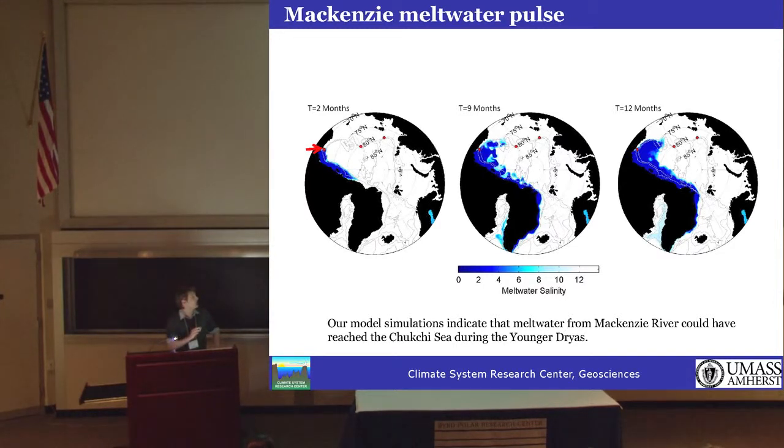And actually what we saw after time was that some of this freshwater was getting into the Beaufort Gyre and was heading around towards Chukchi Sea area. And so it'd be interesting to think about whether from some sort of reconstruction you could see evidence of these sort of meltwater pulses, not necessarily younger dry ice, but other ones too in the past.